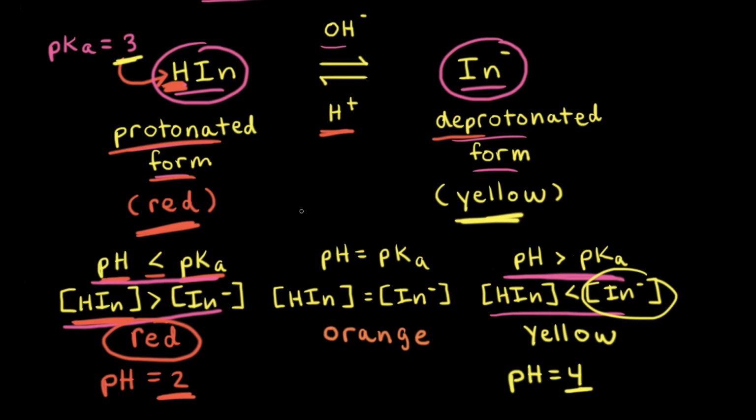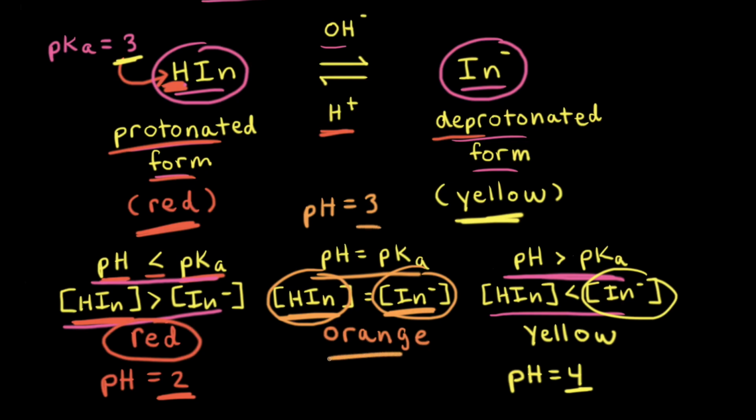Finally, let's think about the situation where the pH is equal to 3. Since the pKa value is also equal to 3, the pH is equal to the pKa value. And for a conjugate acid-base pair, when the pH is equal to the pKa, the concentration of the weak acid is equal to the concentration of the conjugate base. And if we have equal amounts of the protonated form and the deprotonated form, we have equal amounts of red and yellow. Therefore, at a pH of 3, the solution would be orange.